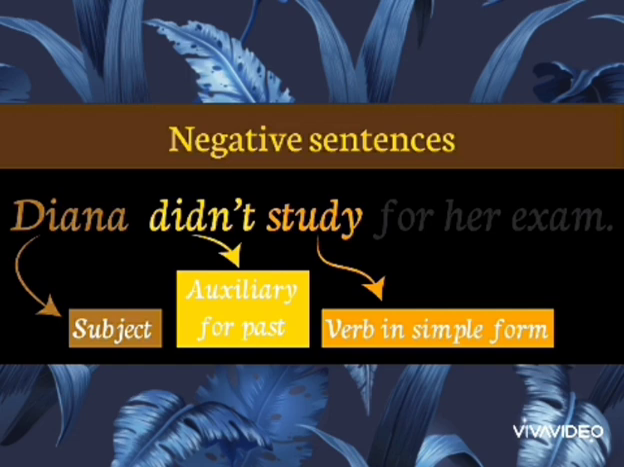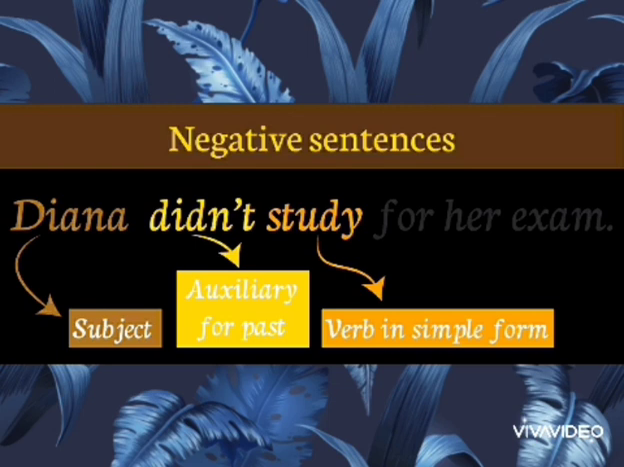Diana, subject, didn't, as it is simple past, so your auxiliary verb will remain in the past form. Study, verb in simple form, simple present form. If you write studied after didn't, that is completely wrong. So, Diana didn't study for her exam.